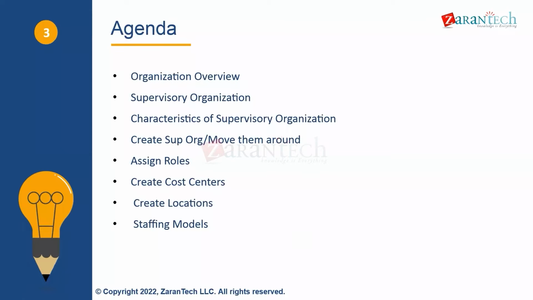Right now, what we'll talk about is organizations. Organization is a specific term primarily used in the HR technology space and in Workday as well. So for the organization overview, we'll talk about supervisory organizations, features of supervisory organizations, and how to create a supervisory organization. How do you assign certain rules? What is the meaning of cost center? What is the meaning of location? And what is the meaning of staffing models? So let's think about every topic right now.